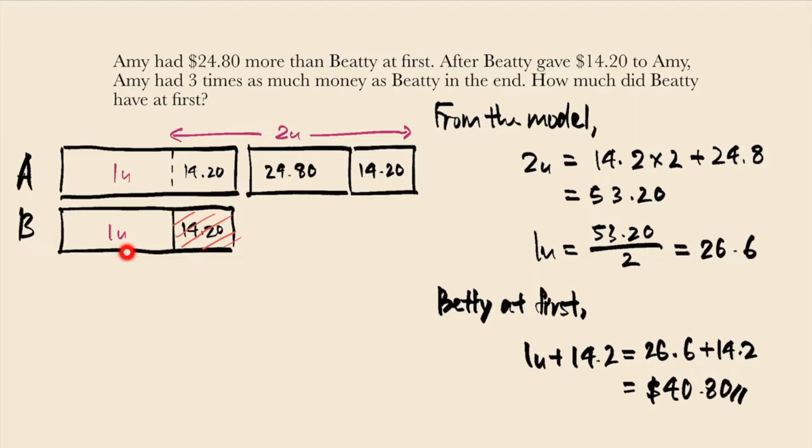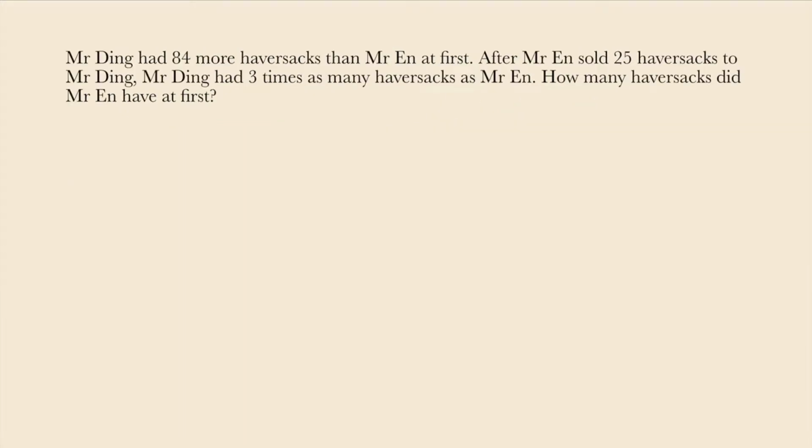How much did BT have at first? So make sure you add 1 unit with $14.20. So it's shown here, that gives us $40.80.